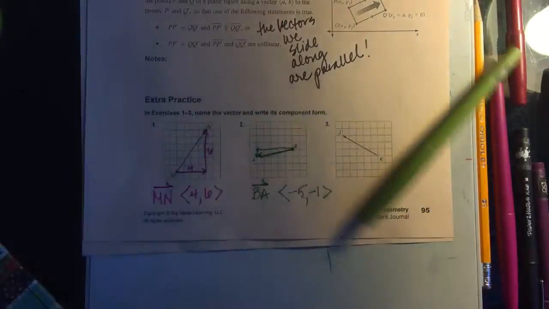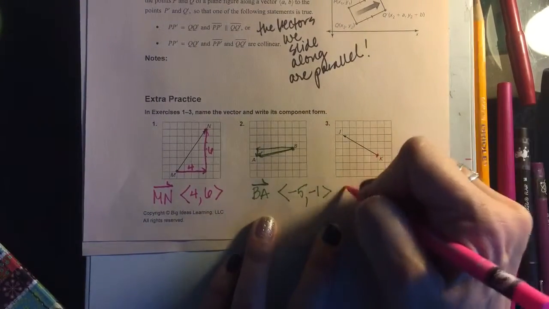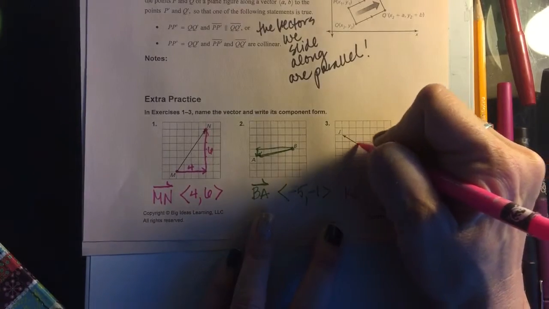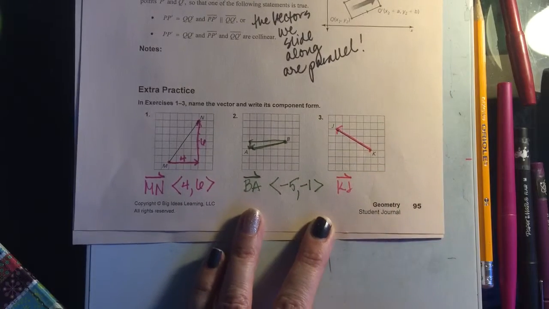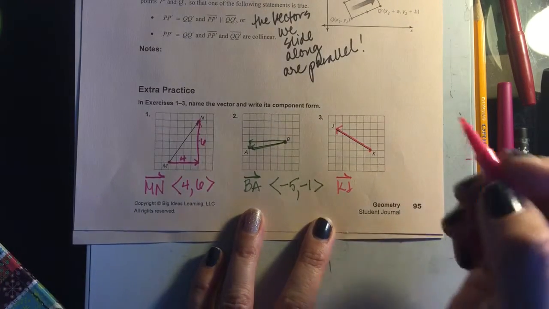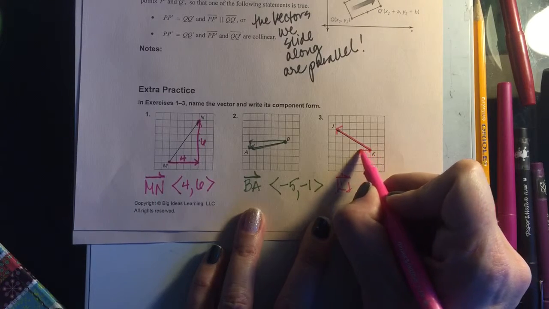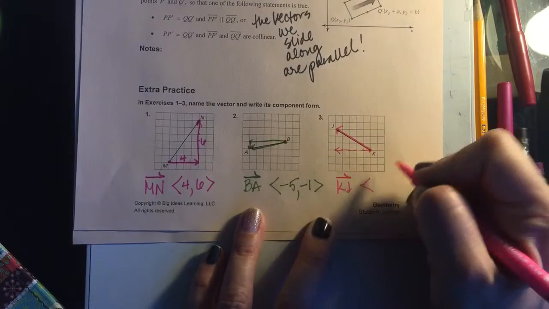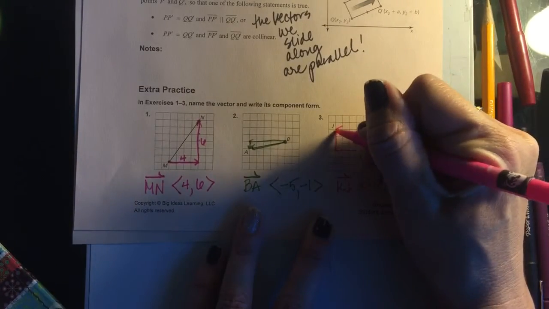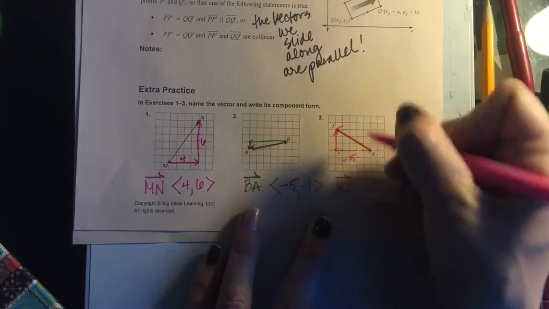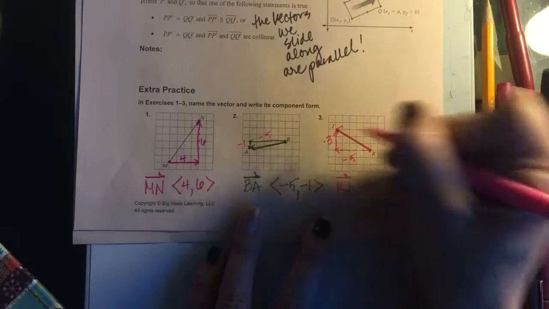Naming number 3, my initial point is K. So when I name it, I'm going to write it with K out front. It's going to J, my vector notation over the top. And then I go figure out how I get there. From K to J, I'd have to move 1, 2, 3, 4, 5 units to the right. I'm sorry, that was left. Negative 5, comma, and then I'd go up 3. So this one was negative 5, negative 1, negative 5, and positive 3.